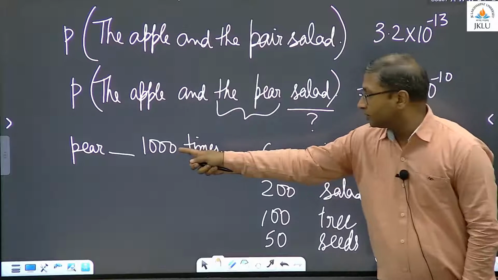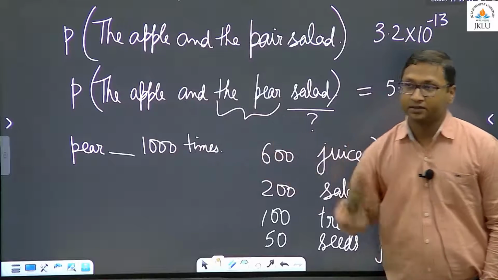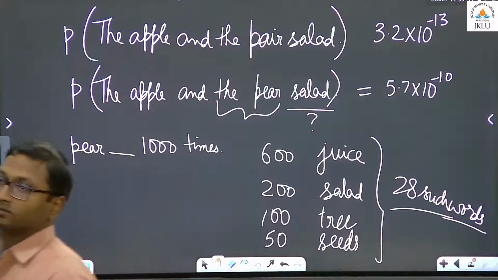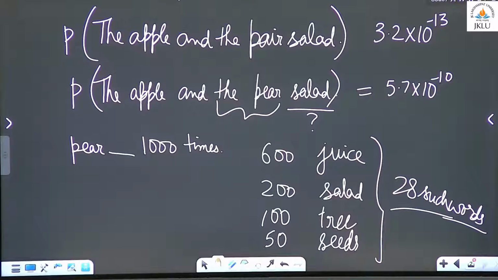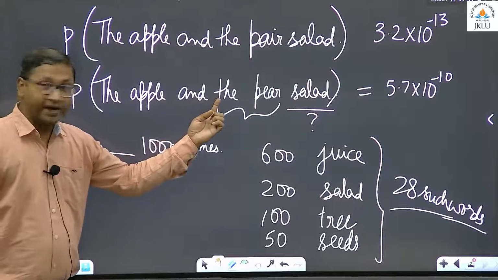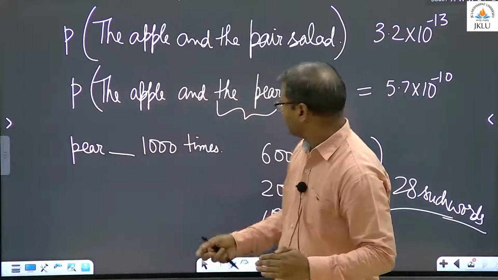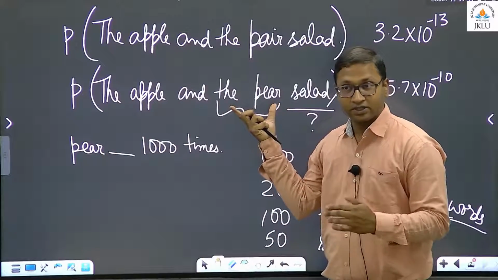Tell me, will this 1000 decrease or increase? Can it increase? It certainly cannot increase, because if peer alone was appearing 1000 times, appending the words here will only shrink the appearances, this kind of appearances.